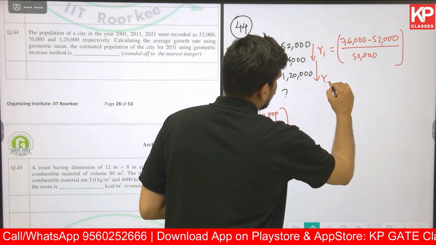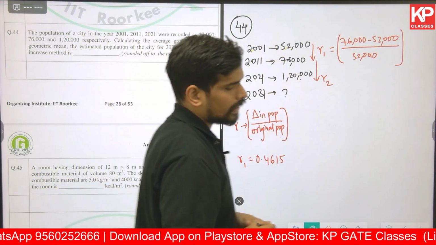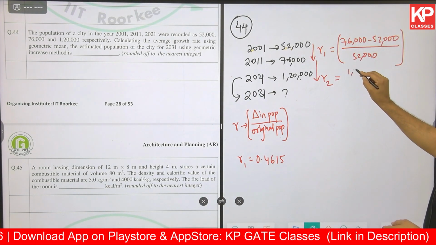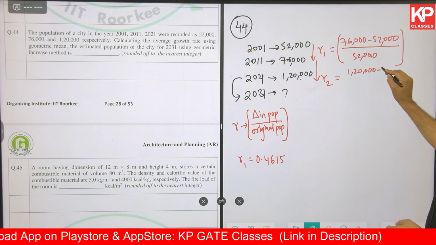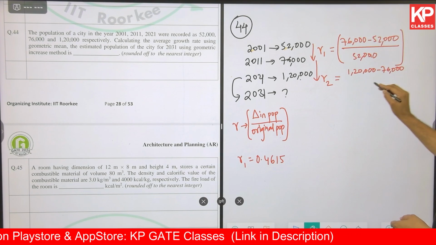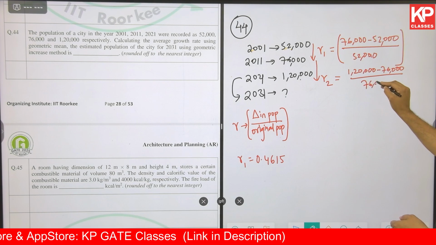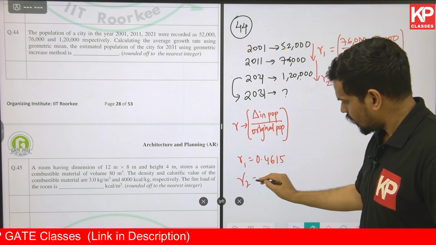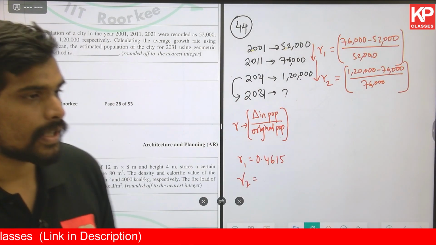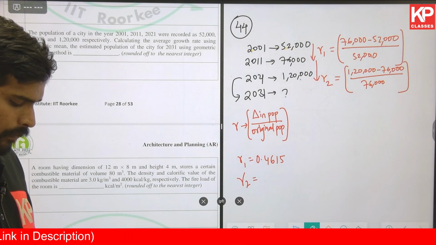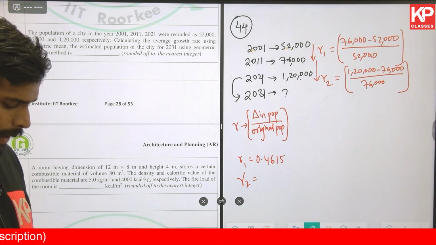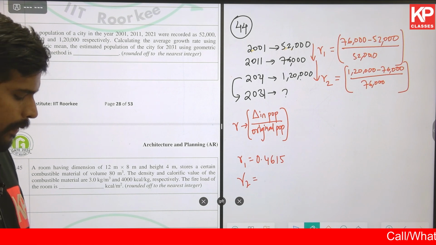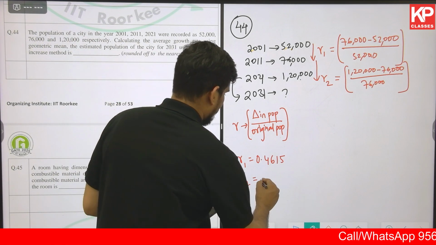The second growth rate R2 is from 2011 to 2021. The next decadal growth rate R2 is again the change in the population, that is 1,20,000 minus 76,000, divided by the original population in the beginning, which is 76,000. So use your calculators and find out R2. R2, the growth rate for the second decade, is 1,20,000 minus 76,000 divided by 76,000, coming out to be 0.5789.